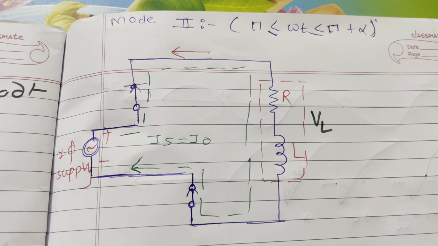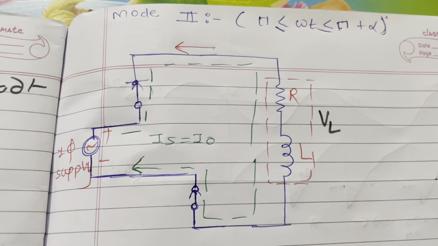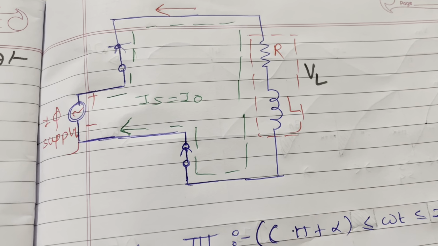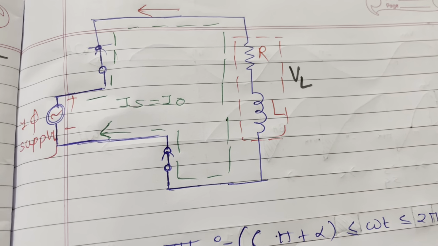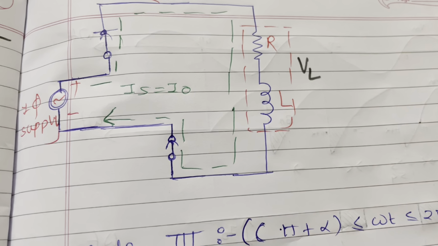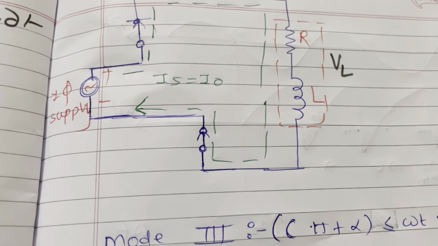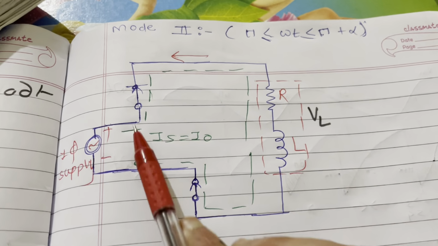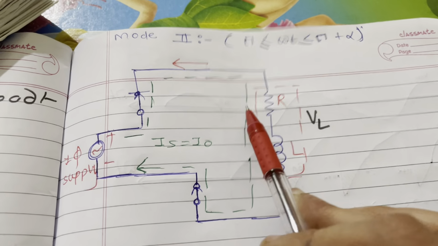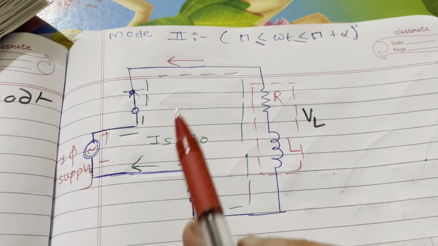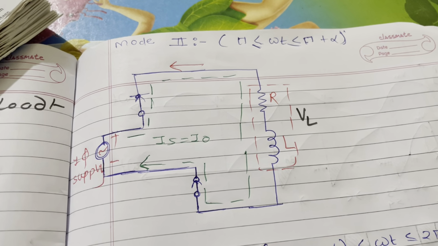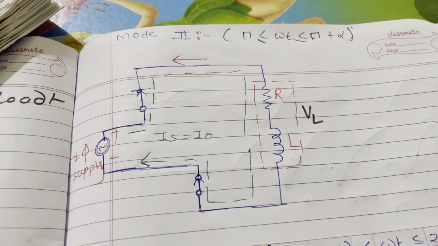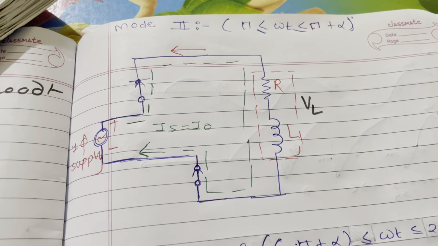In mode of operation number 2, omega t from pi to pi plus alpha, at the instant of pi the input AC voltage passes through 0. That means T1 and T2 are conducting, and T3 and T4 are not conducting here. We are obviously still in the first mode, because SCR1 and SCR2 are not yet commutated at the instant of mode number 1.